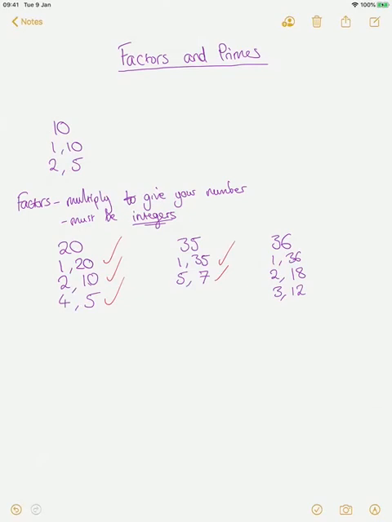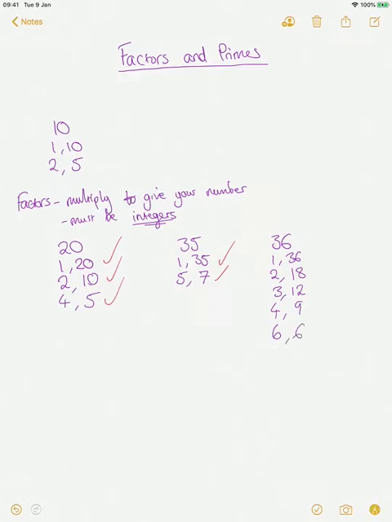Does 4 go into it? Well, 4 goes into 40. If I take off 4, then I get 36, so 4 does go into it with 9. 5 doesn't, because we've seen it doesn't end in a 5 or 0. 6, now 6 is a bit of a funny one, because 6 goes into it, and if we times 6 with 6, then we get 36.